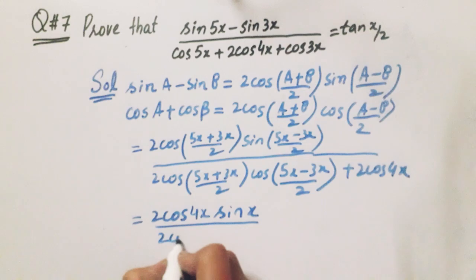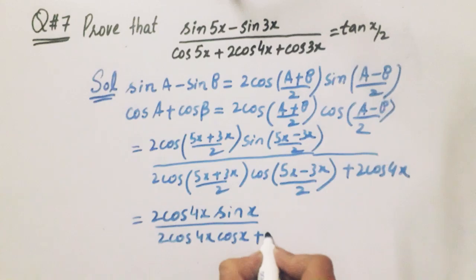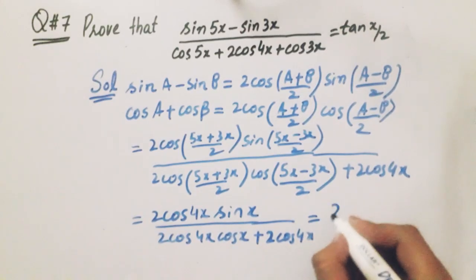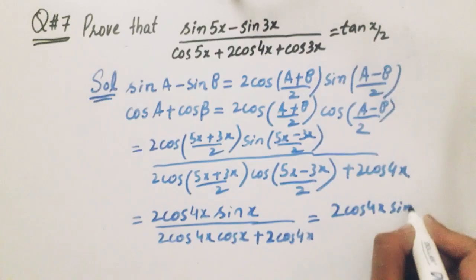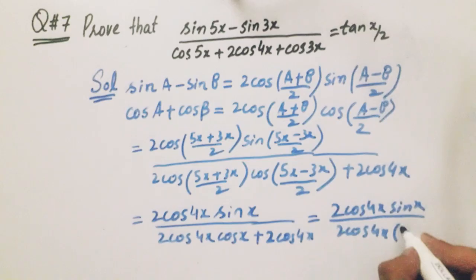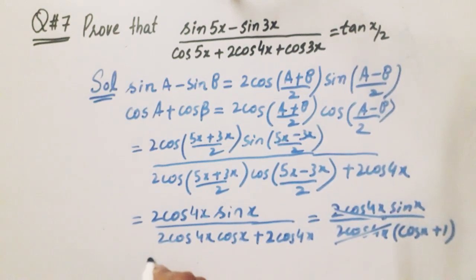And here you have 2 cos 4x cos of x plus 2 cos 4x. So you can take common 2 cos 4x. So you have 2 cos 4x sine of x by 2 cos 4x into cos of x plus 1. So 2 cos 4x is cancelled out by 2 cos 4x and you have just sine of x and cos of x plus 1.